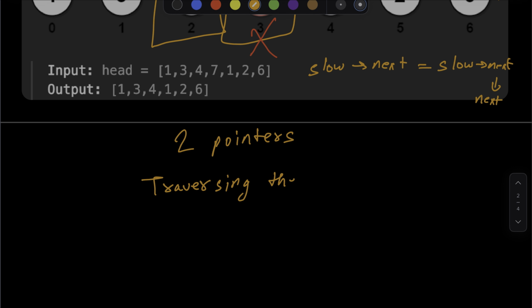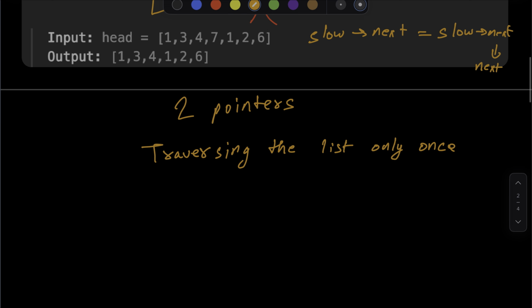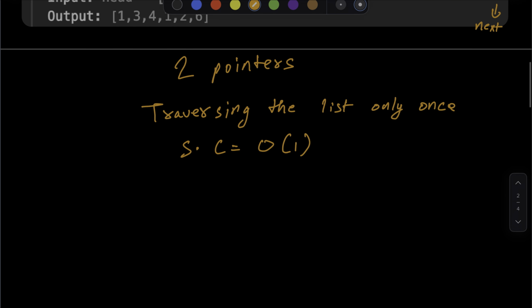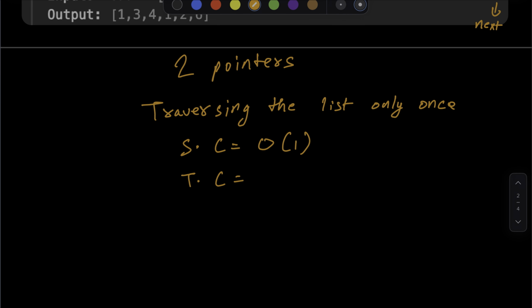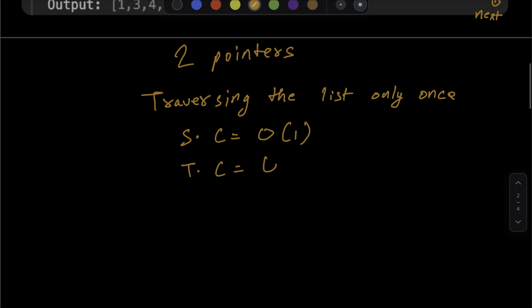the list only once, and we are also not using any extra space. So space complexity will be O of 1, and for time complexity we know that we are traversing the linked list of size n, thus time complexity will be O of n.